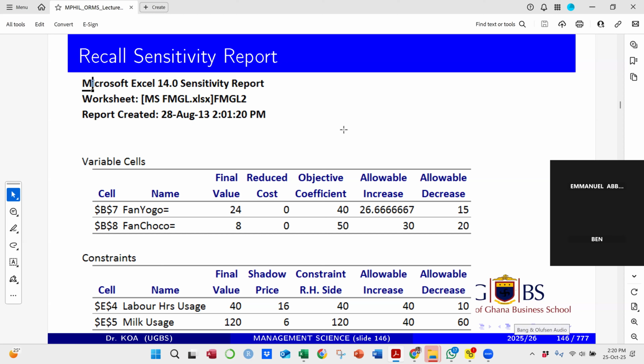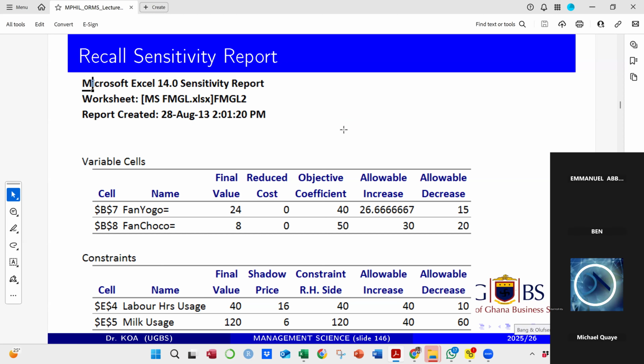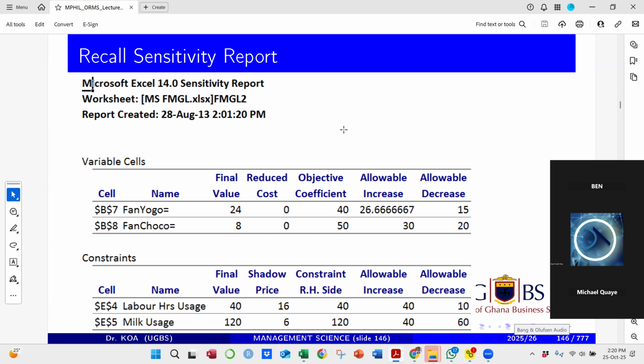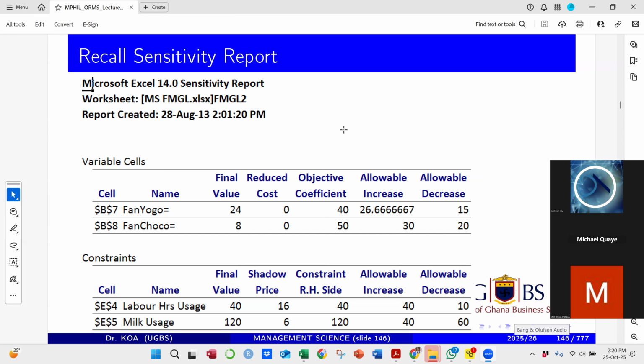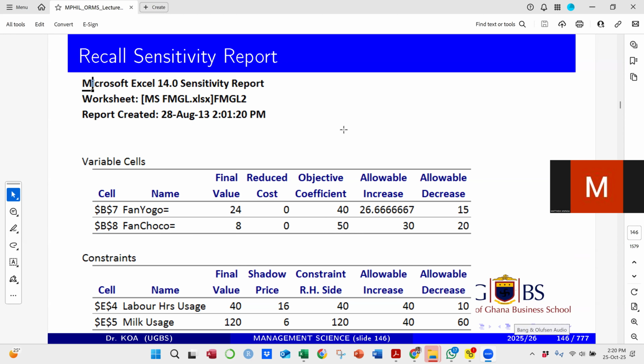What is the maximum by which you can increase the labor? Michael? 40. That's the maximum, exactly. Okay. And this is called the upper bound of the sensitivity range. Take note. It's called the upper bound of the sensitivity range.